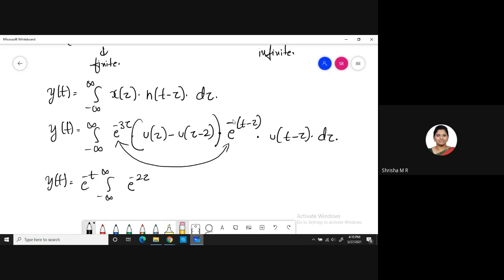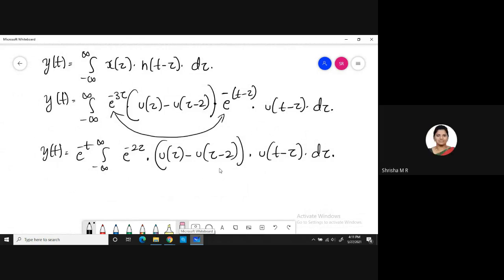Just we are splitting this and we are trying to group these two tau terms. E power tau terms we have grouped. E power minus t term we have taken it out. So here you have e power minus 3 tau and e power plus tau. So e power minus 3 tau into e power tau will be e power minus 2 tau. Yes or no? Yes, ma'am. Into u of tau minus u of tau minus 2 into u of t minus tau into d tau. Clear? Is this step clear, everyone?